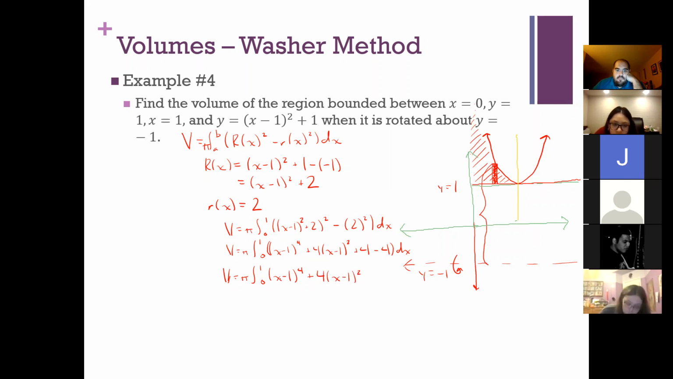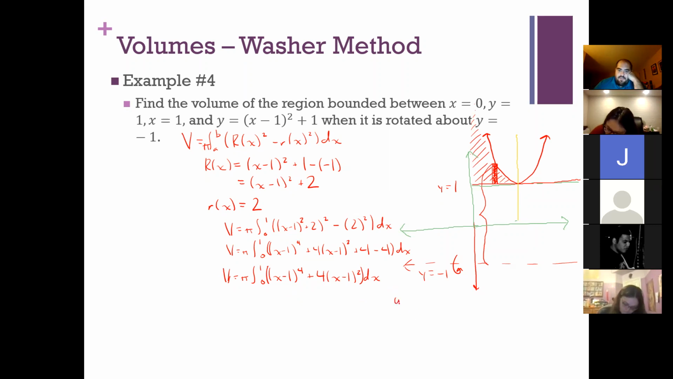Can we just say x minus 1 equals u or something? Is that possible? Yeah, I was hoping somebody would bring that up. I think from here, that's a good suggestion, because I would really like to avoid expanding that. So yeah, that's a good idea.